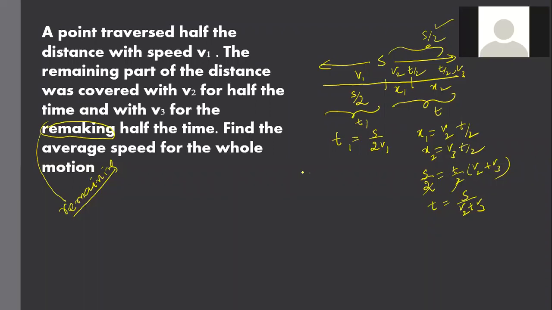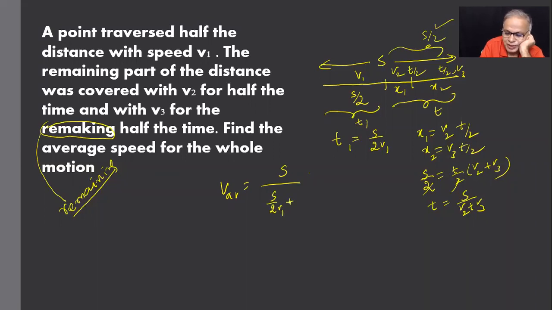So now the average speed will be: V average will be equal to total distance, which is S, divided by total time. Total time is how much, children? This time first, S by 2v1 plus S by v2 plus v3. So simplify it.